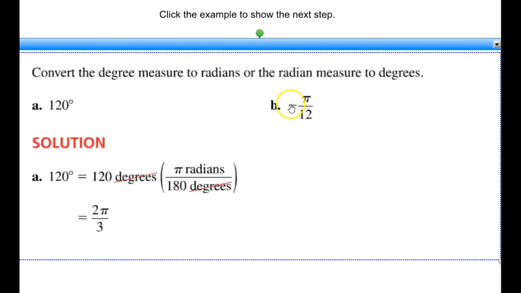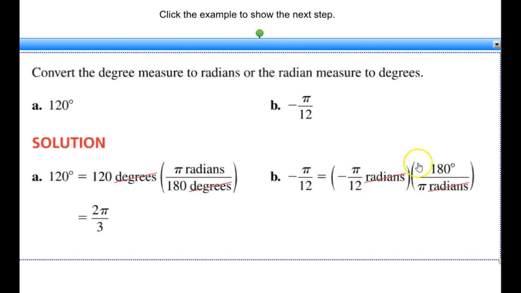So now let's look at part B. I see I've got a negative pi over 12. Since I have pi in this and I don't have the degree symbol, I know I have radians, so I need to convert to degrees. So I know that degrees is going to be in the numerator of my conversion factor. I set up my negative pi over 12 times my conversion factor, my ratio here, and I end up with negative 180 pi over 12, and then I can just simplify my fractions. I also notice I have a pi in the numerator and a pi in the denominator, so those can cancel out as well. So a negative pi over 12 is the same thing as a negative 15 degrees. So we're really just converting back and forth between degrees and radians.